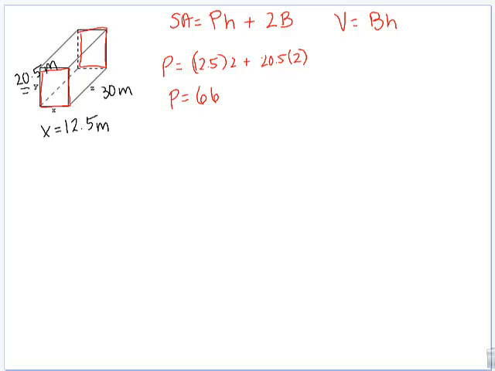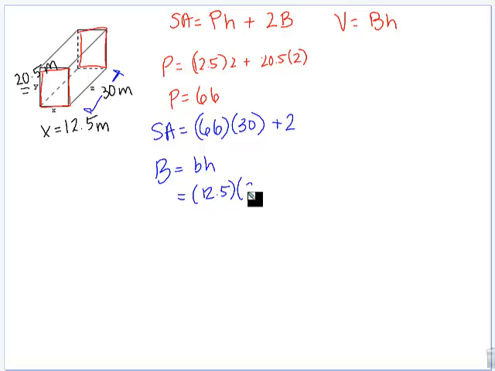The height here is going to be the distance between the two bases. So right here, we have a height of 30. So my surface area will be my perimeter of 66 times my height of 30. And now I want to add on 2 times the area of my bases. Well, my base is a rectangle, so I just have to take base times height. So in this case, 12.5 times 20.5. So when we take 12.5 times 20.5, we get 256.25. So we will take 2 times 256.25 for our 2b portion of our formula.